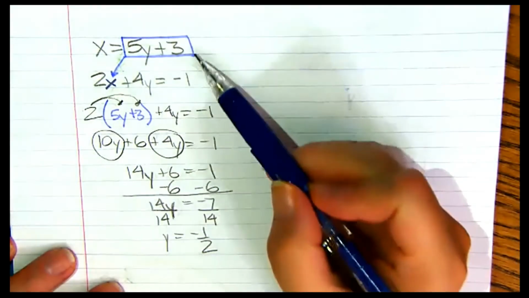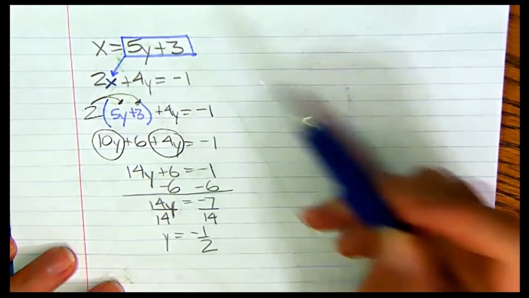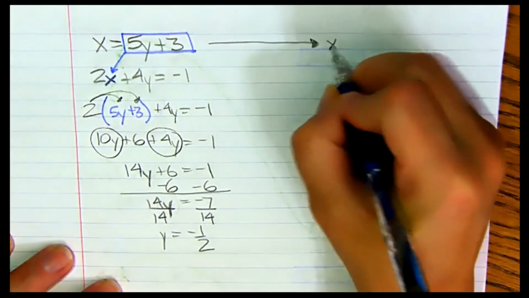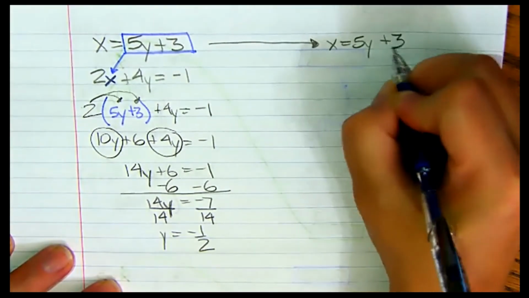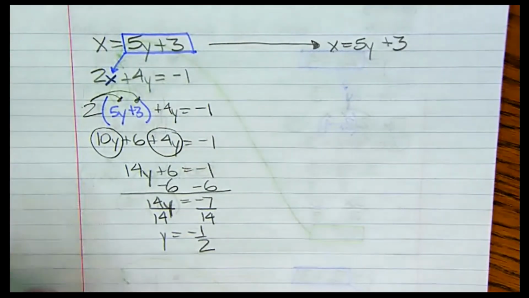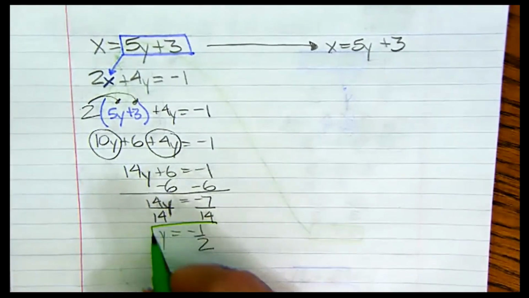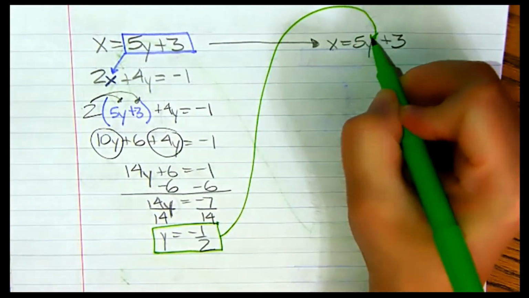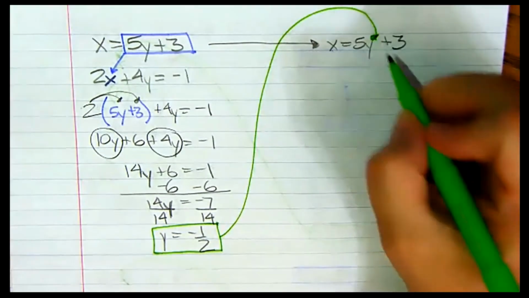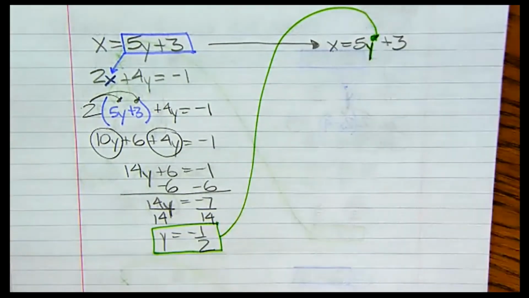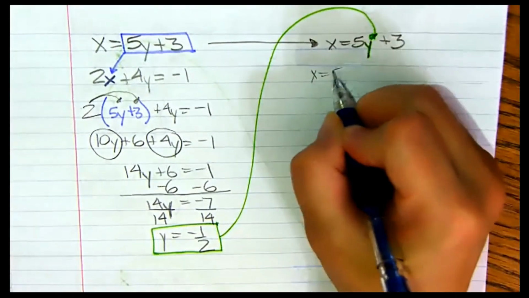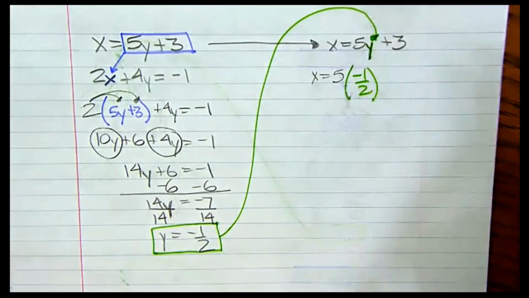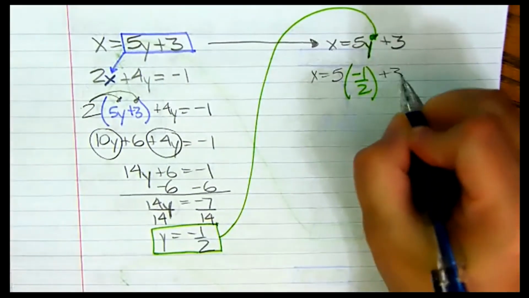Okay, so I can pick either equation, but I'm going to pick the one that looks the easiest. And here, this looks the easiest because x is already isolated. So now I'm going to substitute negative 1/2 in for my y right here. So x equals 5 times negative 1/2 plus 3.